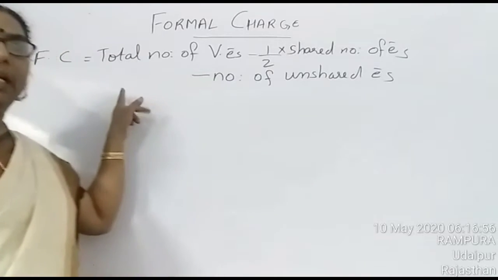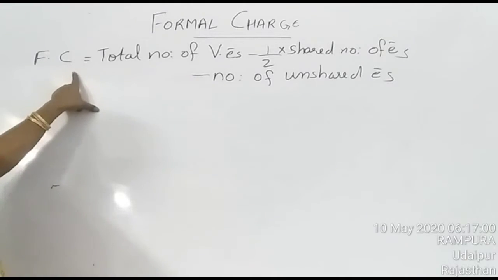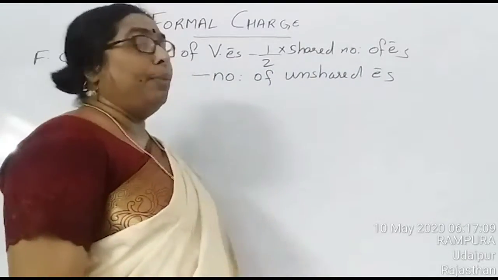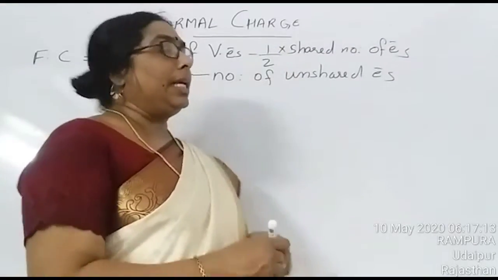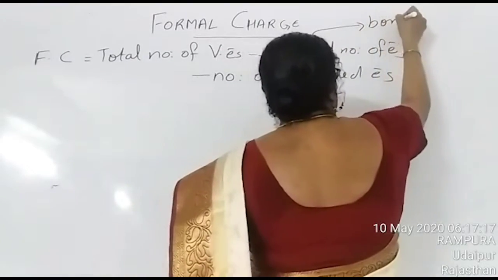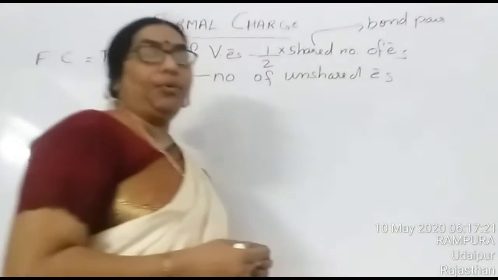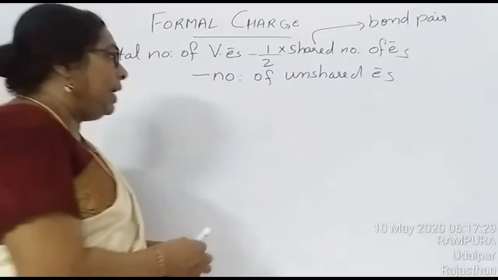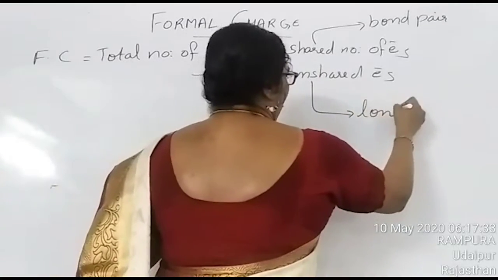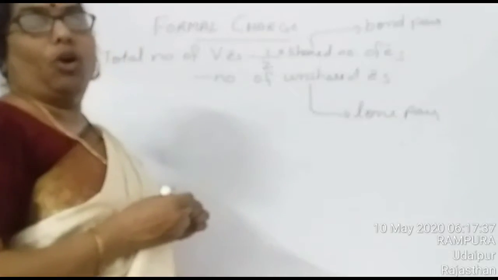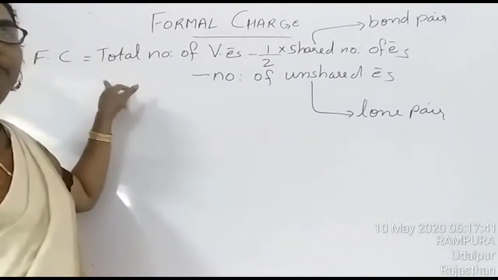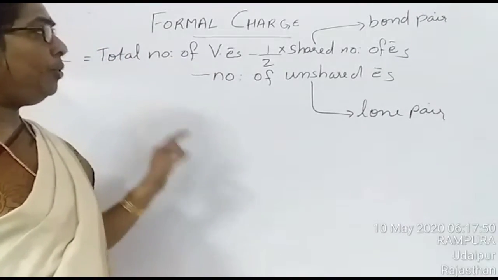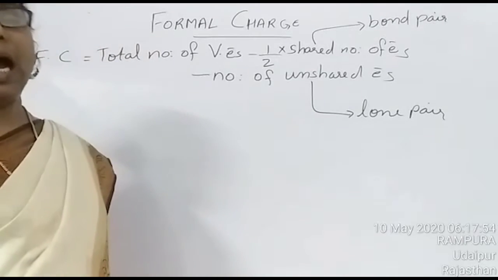We can calculate formal charge by different formulas. The first one: formal charge is equal to total number of valence electrons minus 1 by 2 into shared number of electrons minus number of unshared electrons. Shared electrons are otherwise termed bond pair of electrons. Bond pair means out of the valence electrons, the electrons which are involved in bonding are termed shared electrons or bond pair of electrons, and the valence electrons which are not involved in bonding are termed unshared electrons or lone pair of electrons. Is it clear, children? So we have seen that formal charge is equal to total number of valence electrons of a particular atom minus 1 by 2 into shared number of electrons minus number of unshared electrons.